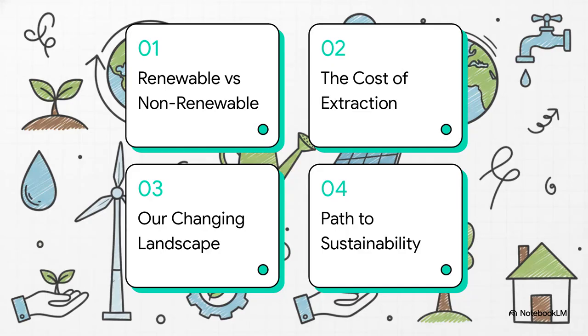So here's our game plan. First, we're going to define our planet's assets, what gets refilled and what's a one-time deal. And then we'll get into the pretty high cost of our withdrawals. After that, we'll see how all this activity is literally reshaping the face of the Earth. And finally, we'll look at the path forward, how we can actually live more sustainably.